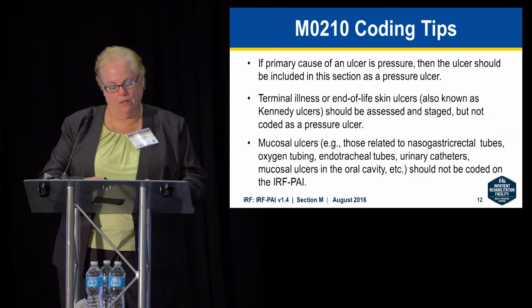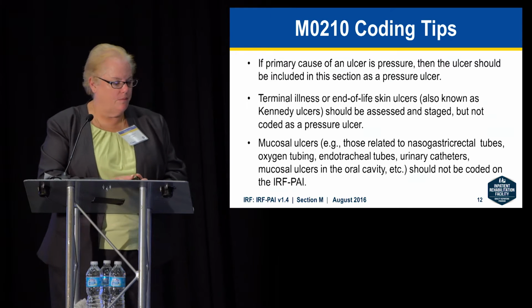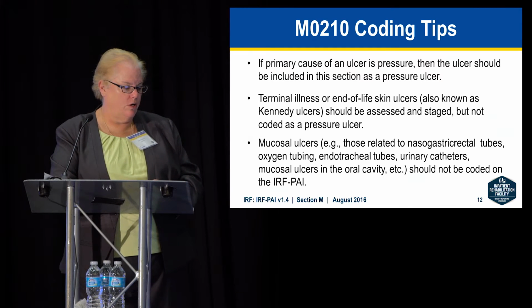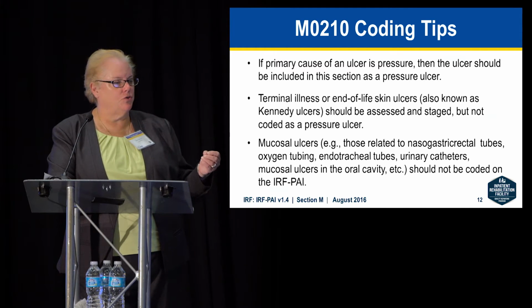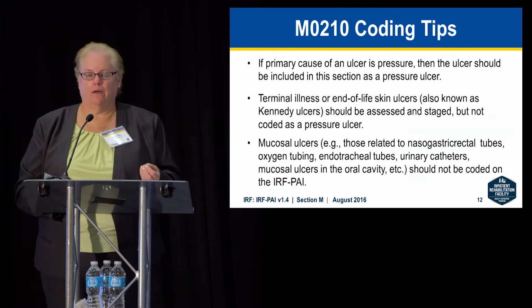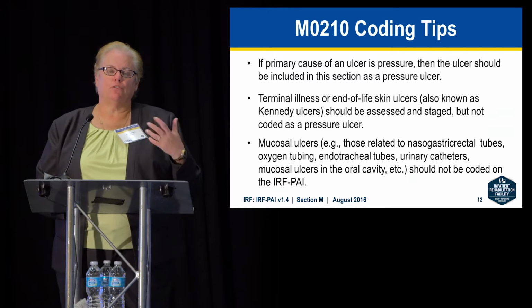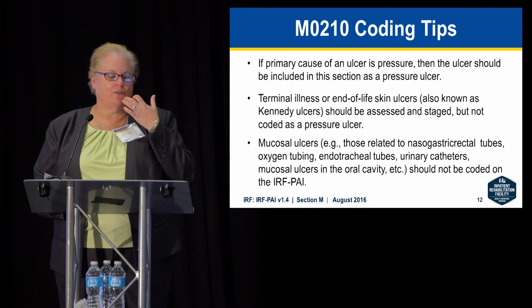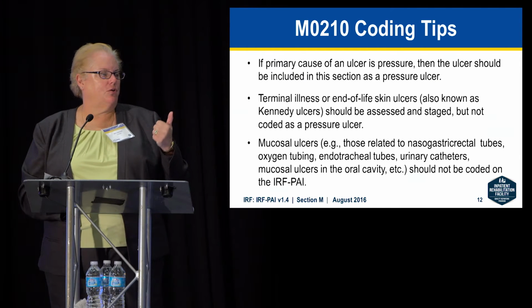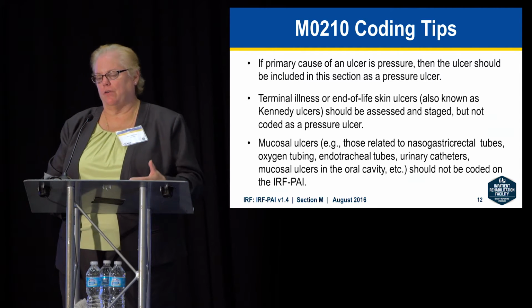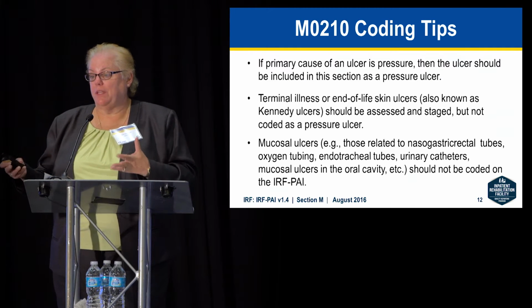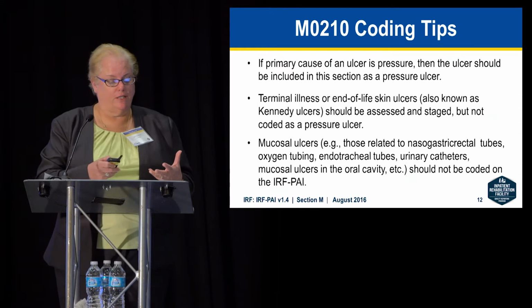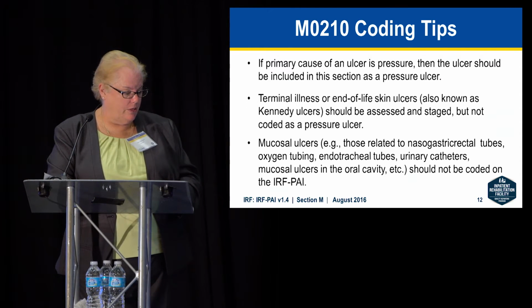So let's see. Make sure the primary cause of the ulcer is pressure. Then it should be included as a pressure ulcer. Remember, if we want to call it a pressure ulcer, you have to be able to relieve pressure as part of the treatment plan for that. So this, again, is really important to make sure your staff understand: are we dealing with a diabetic ulcer? Is this a peripheral vascular ulcer? Is this an arterial ulcer? Or is this a pressure-related ulcer? So skin is not as easy as we think it is. So we want to make sure that whoever's assessing this and determining it knows exactly what we're looking at.